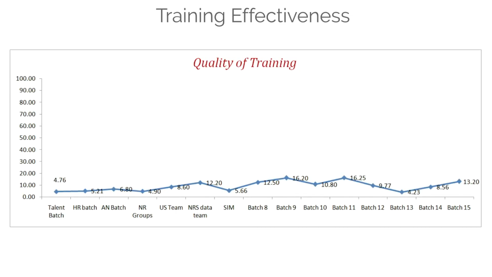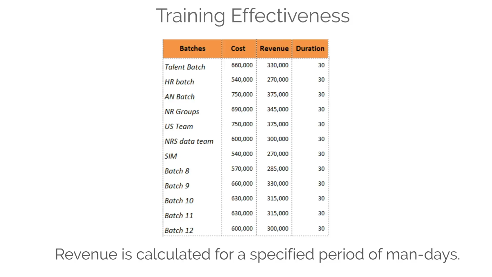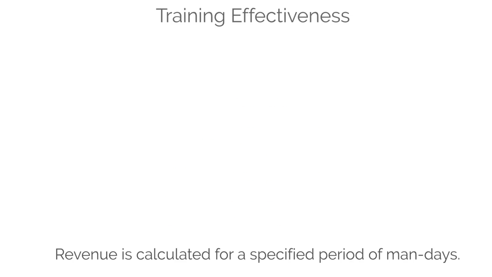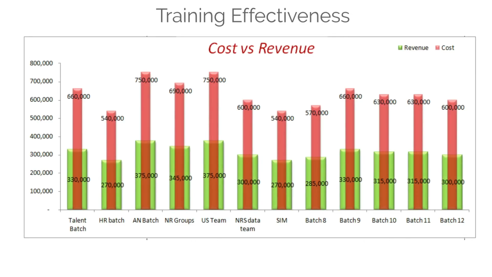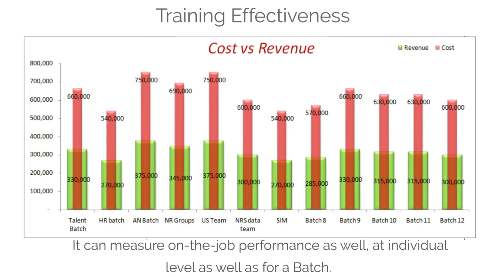Now let's jump to visuals of the training costs and the revenue earned by the batch. Revenue is calculated for a specified period of man days. Additionally, individual participants' performance on each of the 100 skills can be measured in the current version. It can capture data for any number of individual performances for a batch for each of the 100 skills. It can capture data for any number of average batch performance for each of the 100 skills. It can measure on-the-job performance as well, at individual level as well as for a batch.